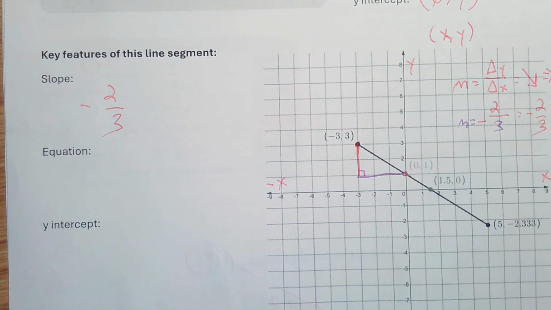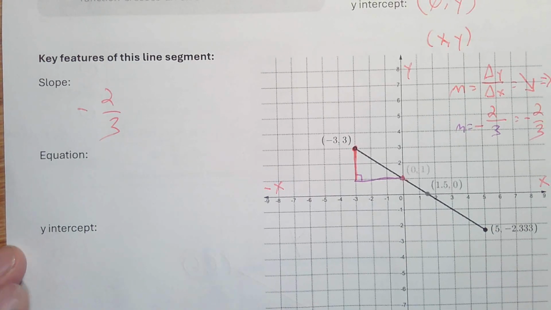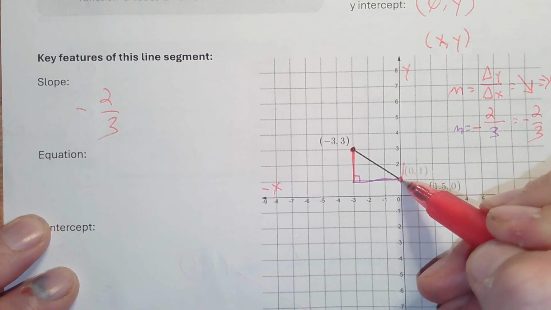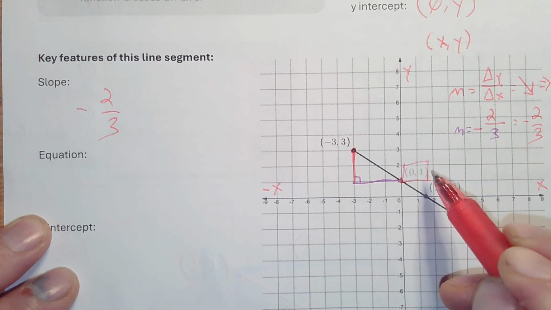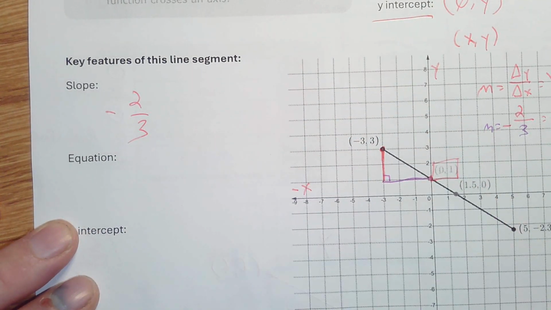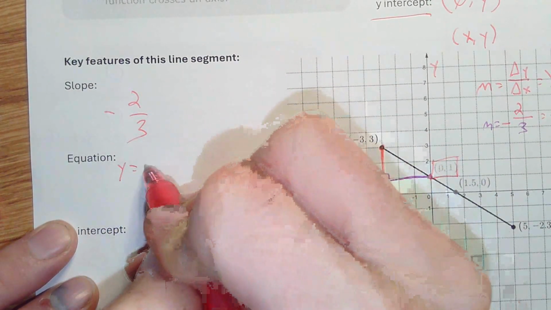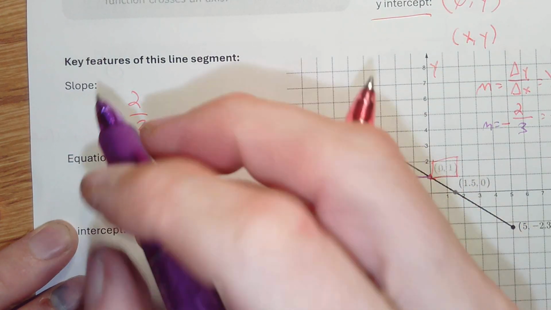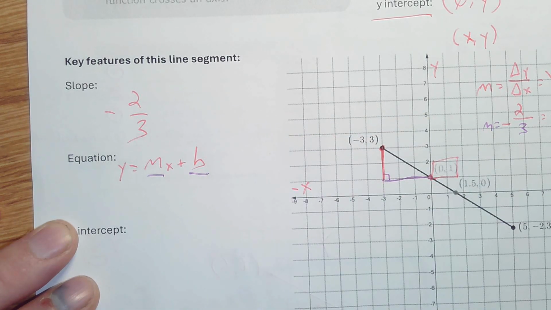Now we can ask for an equation. You could use your point slope form if you'd like, but we have the y-intercept right here, right? 0, 1. And we know the equation for slope-intercept form is y equals mx plus b, where m is your slope and b is your y-intercept.